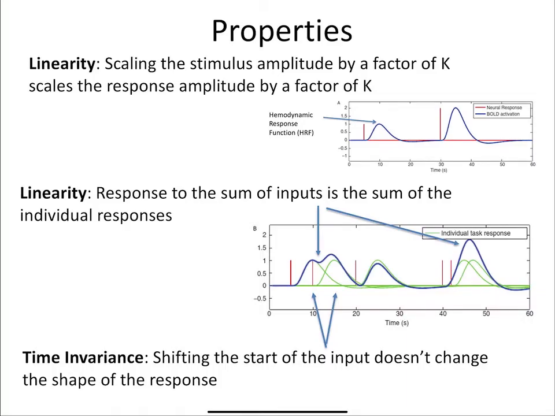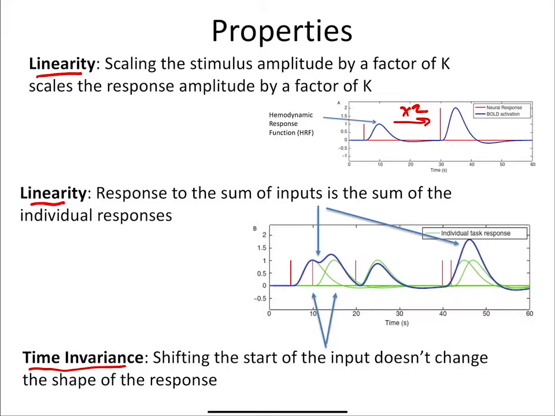Okay, so we have linearity, and we have time invariance. And all that means is exactly what we just said. One part of linearity is if I scale my stimuli, say by a factor of 2, but it could be a factor of anything, then my output scales.